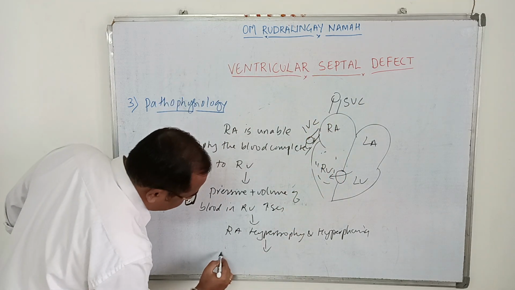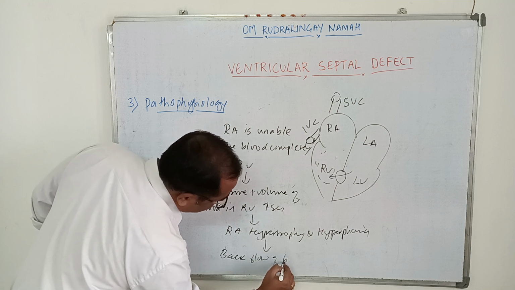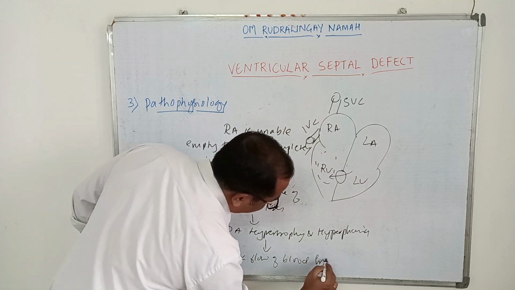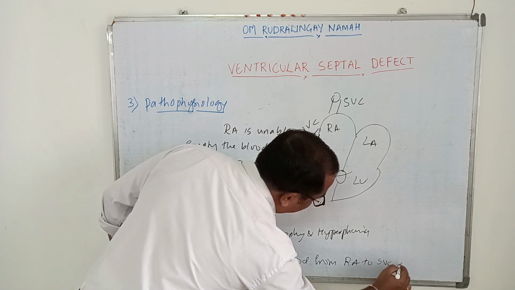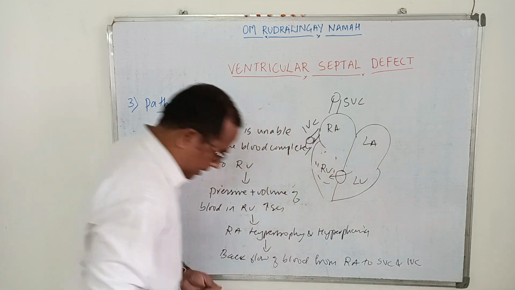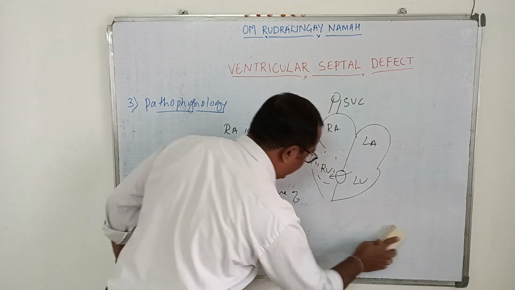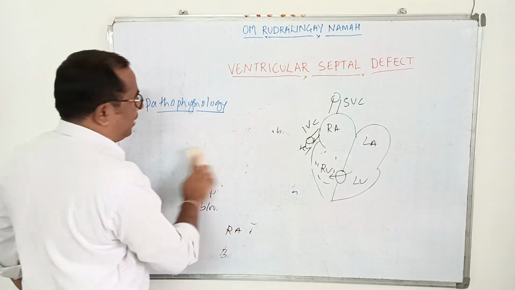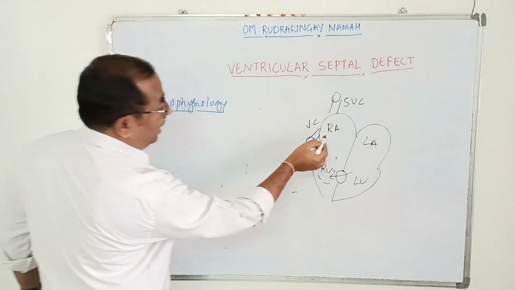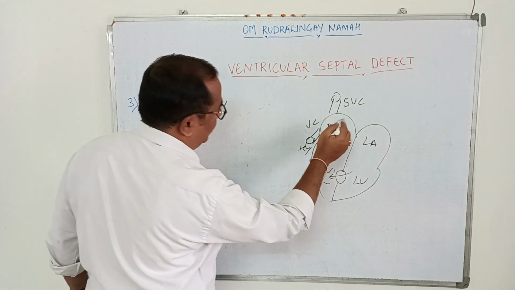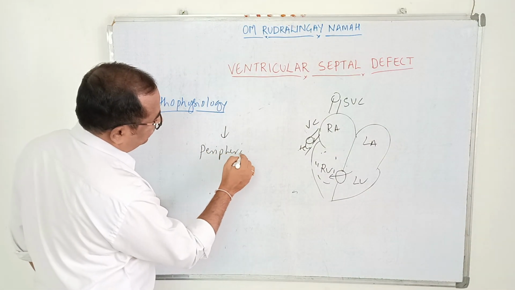So finally there is a backflow of blood from the right atrium to the superior vena cava and inferior vena cava, and this will finally result in peripheral edema. So due to backflow of blood from the right atrium to the superior vena cava and inferior vena cava, it leads to peripheral edema.